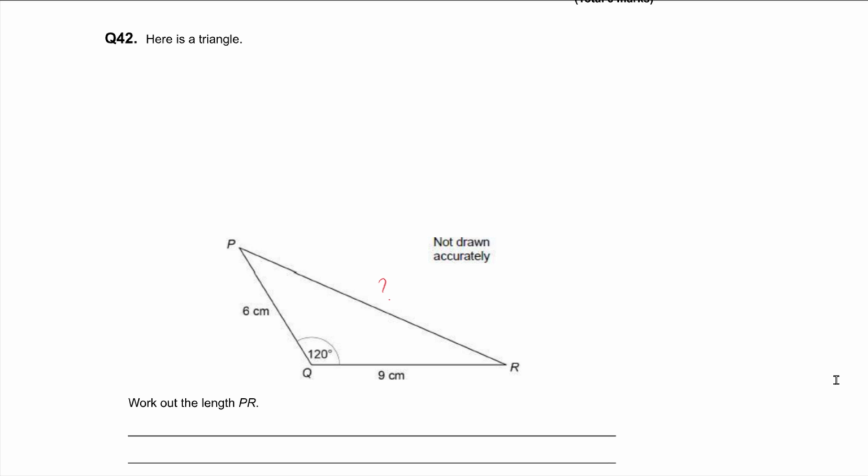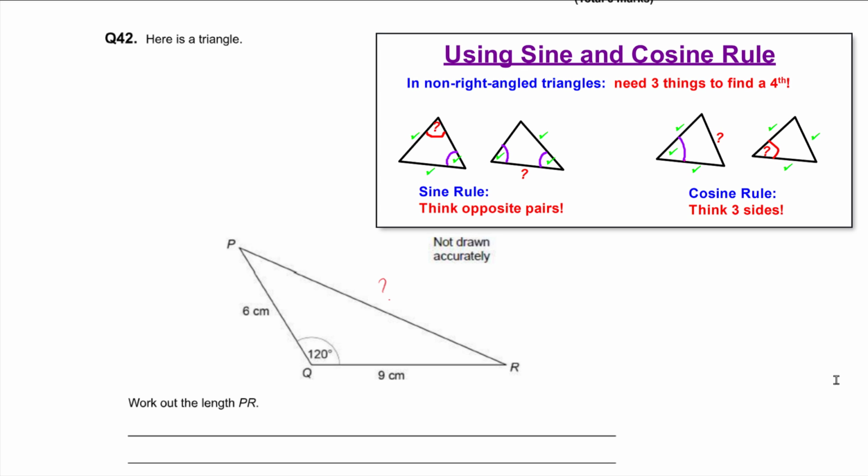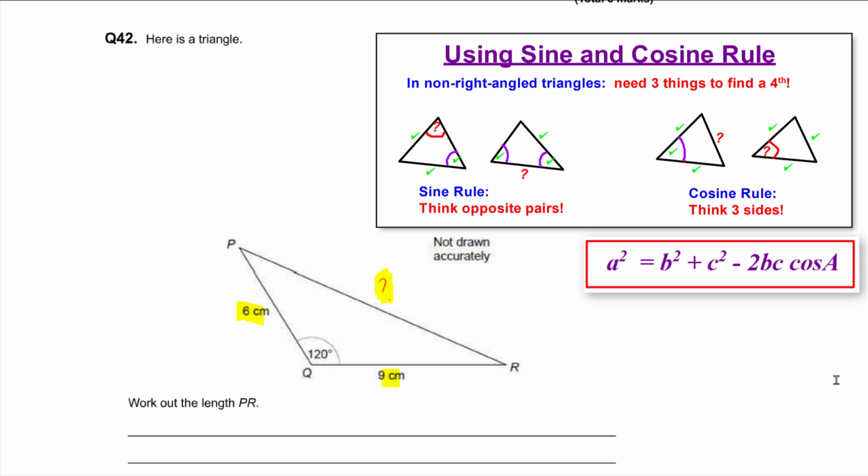That's the one we want to find. Now we've already got 2 other sides, and now look, we're looking for a 3rd side. So this triangle, and this question is about 3 sides. So this one is the cosine rule, okay? And we need to work out that length, PR.